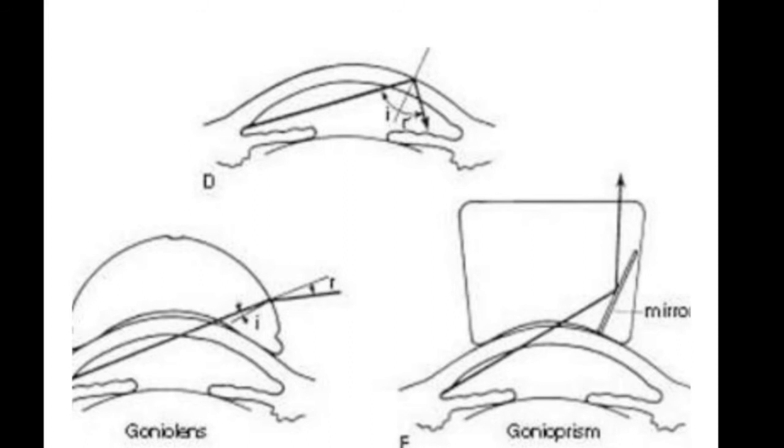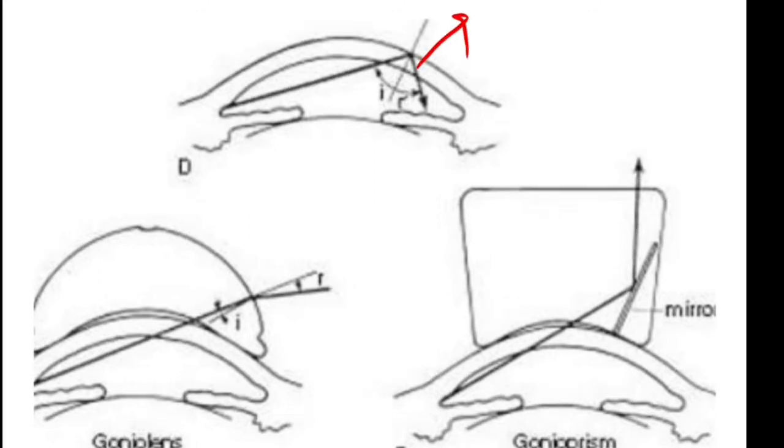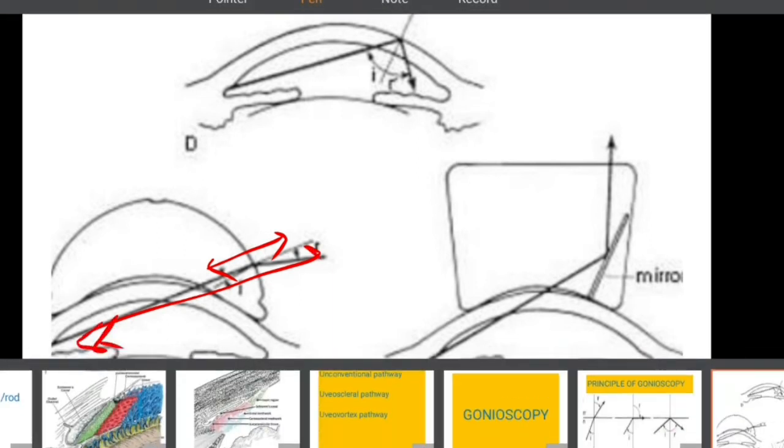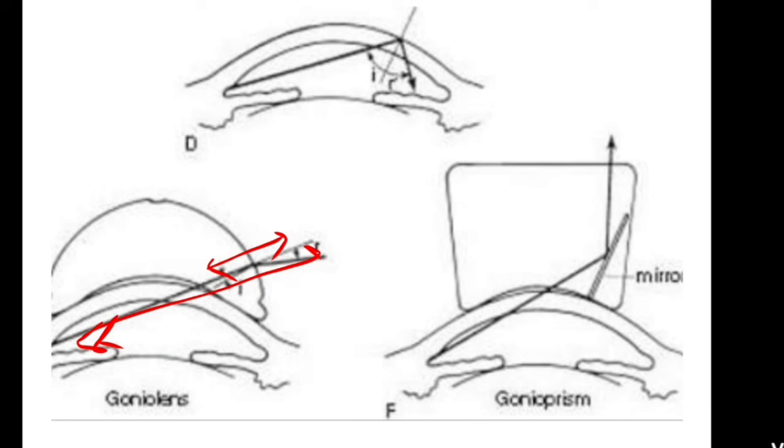So when we use the goniolens, we are creating one more interface here. Okay. So previously it was the cornea and air interface which was here, and now we have overcome this cornea and air interface and created one more interface, that is the lens and air interface. Here the angle is slightly less, so the light rays are getting refracted to the air medium, so the person will be able to visualize the angle structure. So the person is directly seeing the angle structure which is in focus. This is called the direct type of gonioscope.